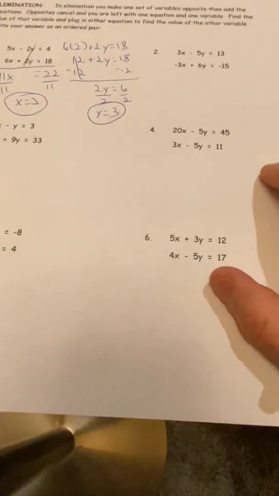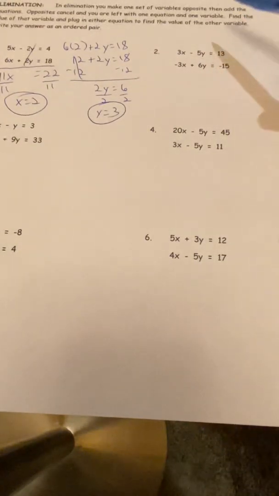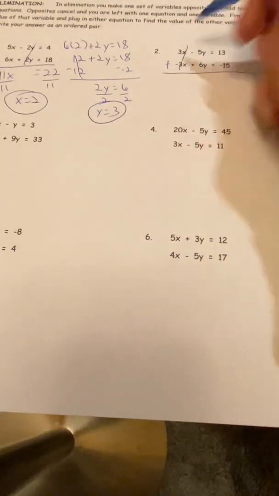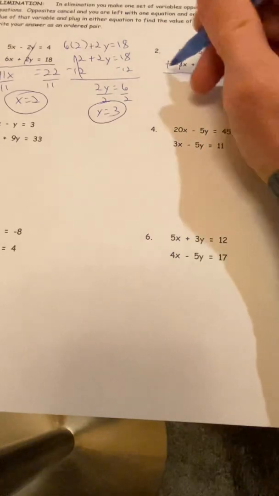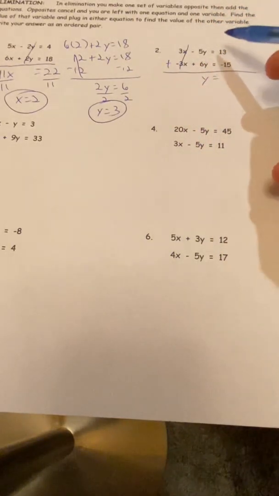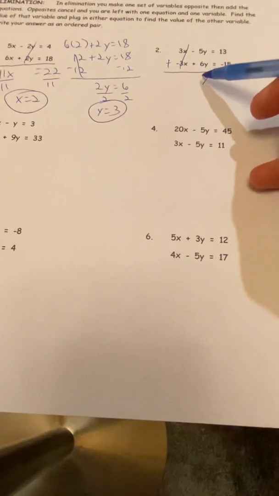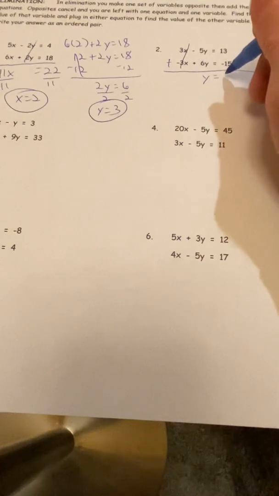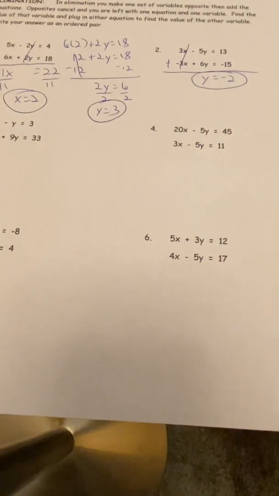Now, as we move over and look at question number 2, again, the nice thing about this one, I have a positive 3 and a negative 3, so I can go ahead and add those as is. They cancel. Negative 5y plus 6y is just y. So this one actually is even nicer because you don't even have a coefficient with y. 13 plus negative 15 is negative 2. So there's our first variable.